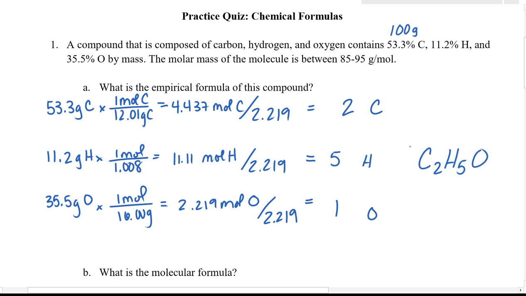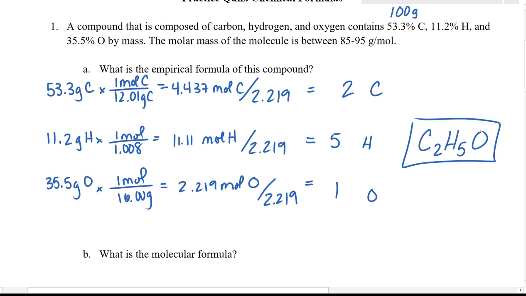So here we go. This is my empirical formula. Empirical formula just tells you the ratio. It tells you there's 5 hydrogens for every 2 carbons for every 1 oxygen. It does not tell you how many atoms are in one particular molecule of this substance. So the molecular formula, like how many things are in a molecule, could be C2H5O.